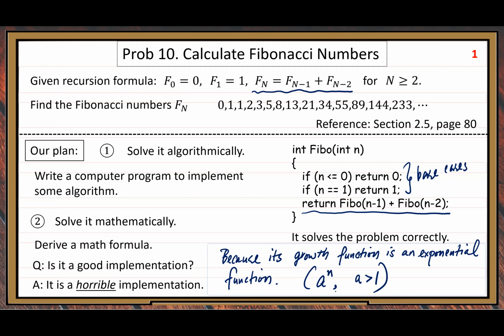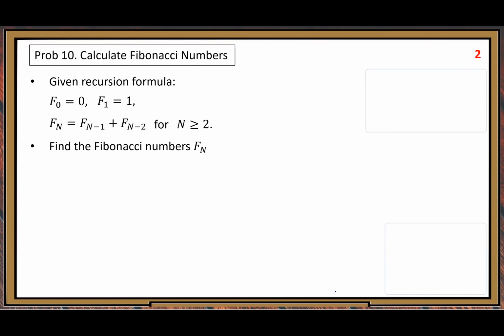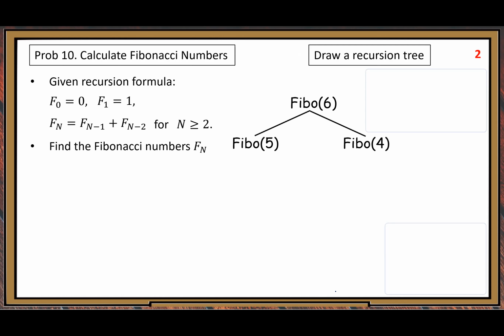But we want to understand why it is so slow. So in this slide, I want to explain why our first implementation is so slow. Let me draw a recursion tree to show you the reason. I just calculate Fibonacci of 6, a small number, n equals 6. For this small number, if we use that recursive function, look at what recursion tree we need to draw. Let's do it one by one.